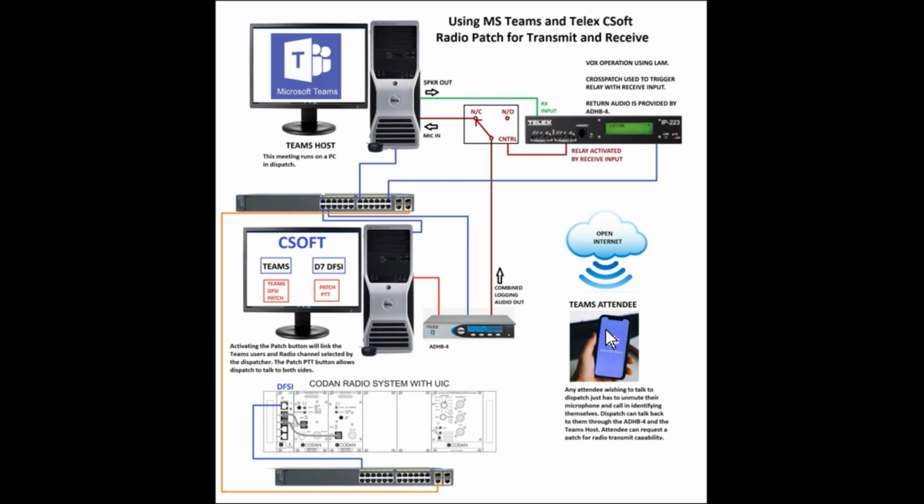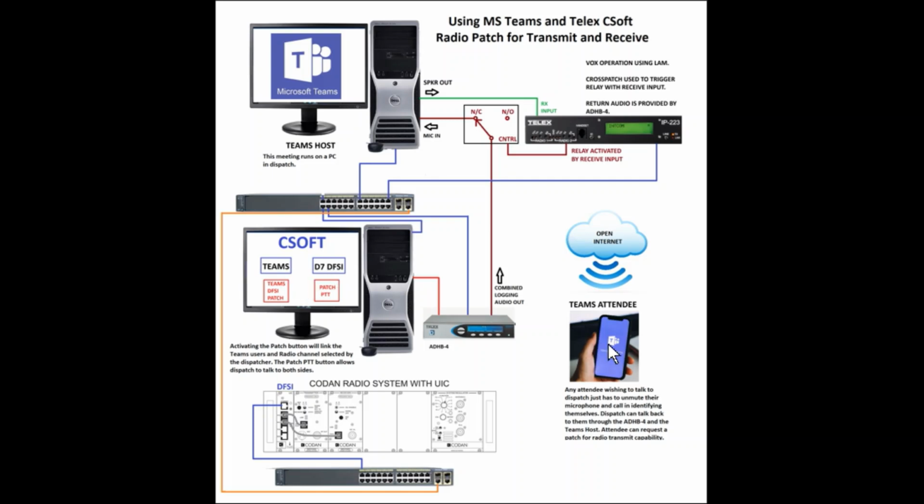Now, once again, the audio coming up into the host comes out, goes through the IP223, through the network over to the CSoft. Now at this point, the dispatcher can utilize the patch button, select a radio channel, patch the radio channel and the Teams together, and now the Teams attendees can access the transmission of the radio going out instead of just listening to it coming back in. And the dispatcher has total control of that on and off, allowing them to come in and out.